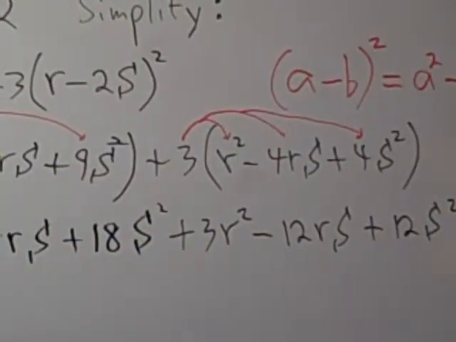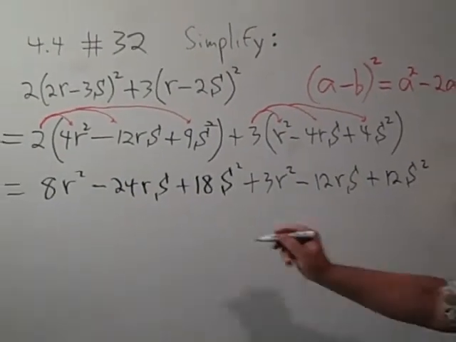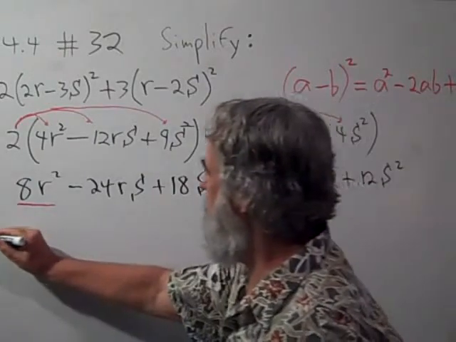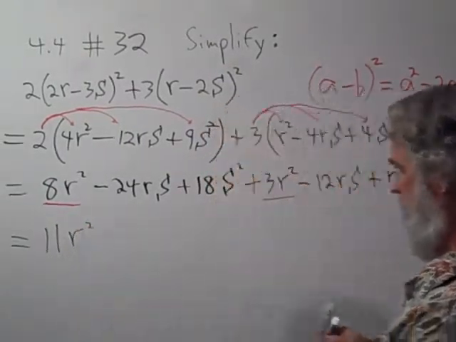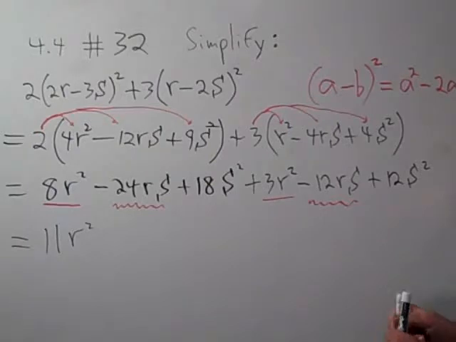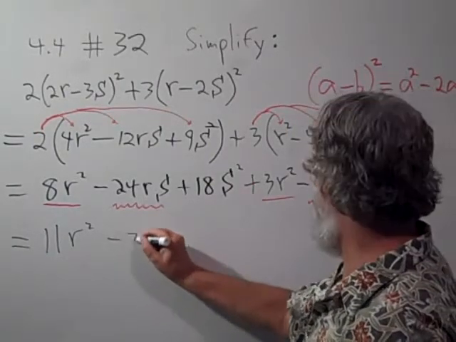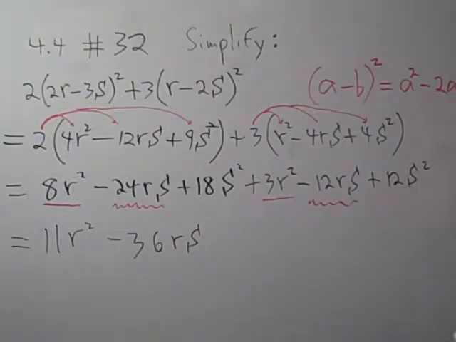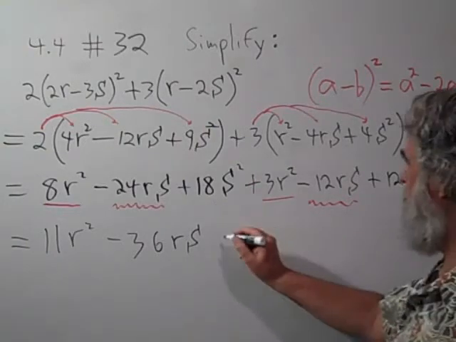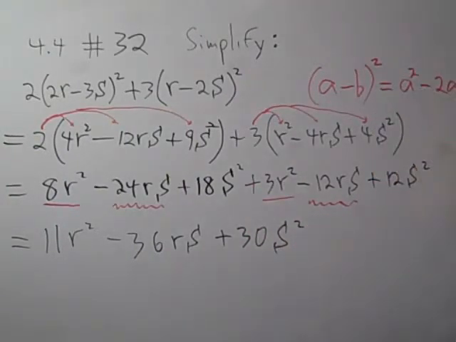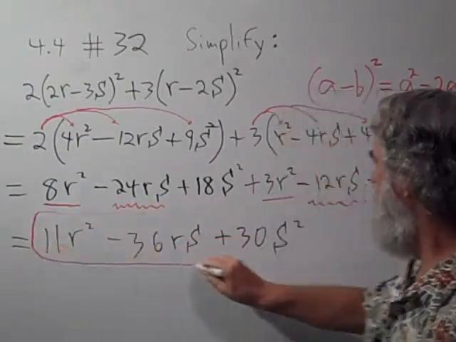Now we can combine all the like terms. We have here 8r squared plus 3r squared, so that adds up to 11r squared. Then we have negative 24rs and negative 12rs. Those add up to negative 36rs. And finally we have 18s squared plus 12s squared, and that adds up to 30s squared. And so our expression simplifies to this trinomial.